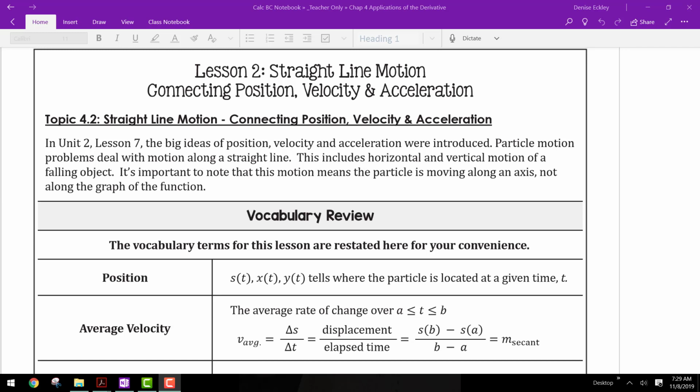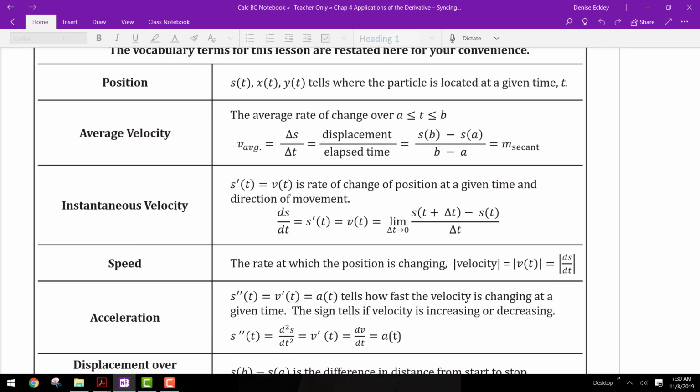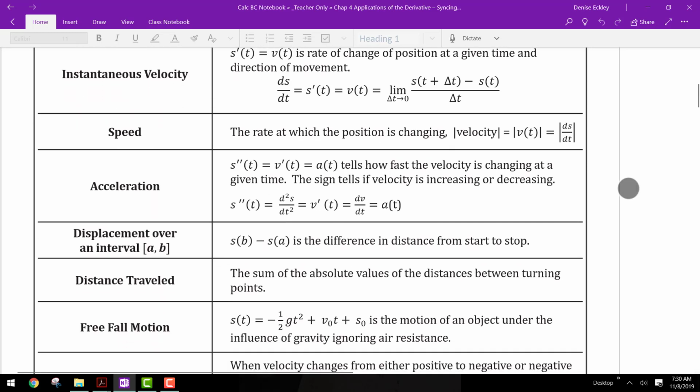And that is seeing the connection between the derivative and rates of change, direction, how it affects the behavior of a particular situation. So what we have on the first page of the notes is vocabulary review of straight line motion concepts that we discussed, such as position, which tells you where the object is located, average velocity, which is change in position over change in time, or it could also be seen as the slope of the secant line. Then we have our instantaneous velocity, which is our derivative of our position function.